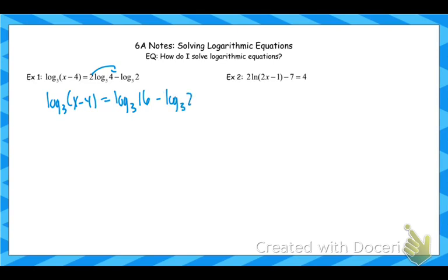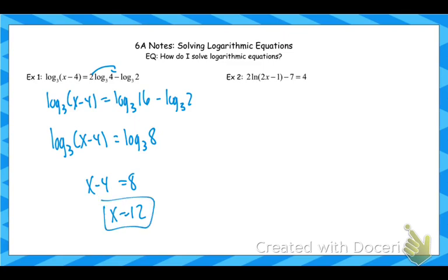And I also know if I have two logs that are subtracted, I can divide the arguments. Well, then at this point, if you have two logs with the same base that are equal to each other, then at that point, all you need to do is set the arguments equal to each other. Now, that's the only way that these will be equivalent. So at this point, x minus 4 is equal to 8, and I get that x equals 12. Now, just like it was with every other equation we've done so far this year, you need to make sure you check for extraneous solutions. Particularly any solution that gives you a negative argument. Those will be your extraneous solutions.